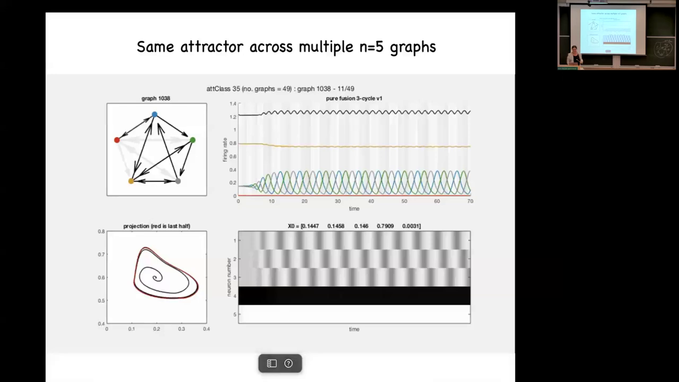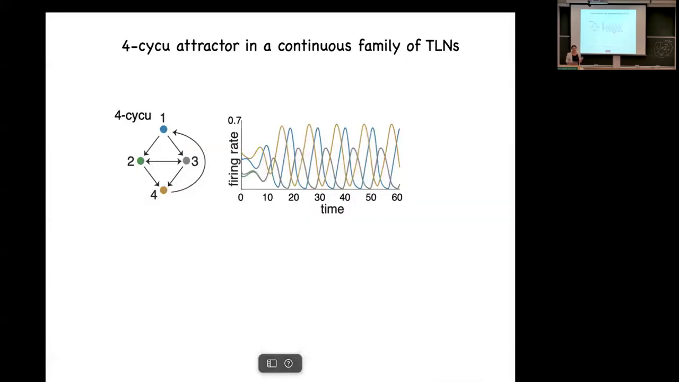So that's one example. I'll just leave that example for now as the one I'll show you from the movie. But now let's go back to this 4-SIQ. So this is a graph where you have this graph automorphism where there's a symmetry between 2 and 3. And in this case, the attractor reflects that symmetry because nodes 2 and 3 are synchronized. So you see the green and the gray are on top of each other in the limit cycle.